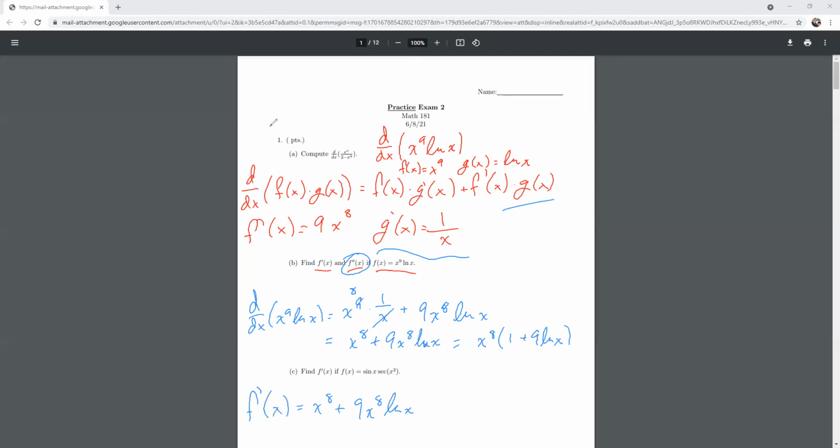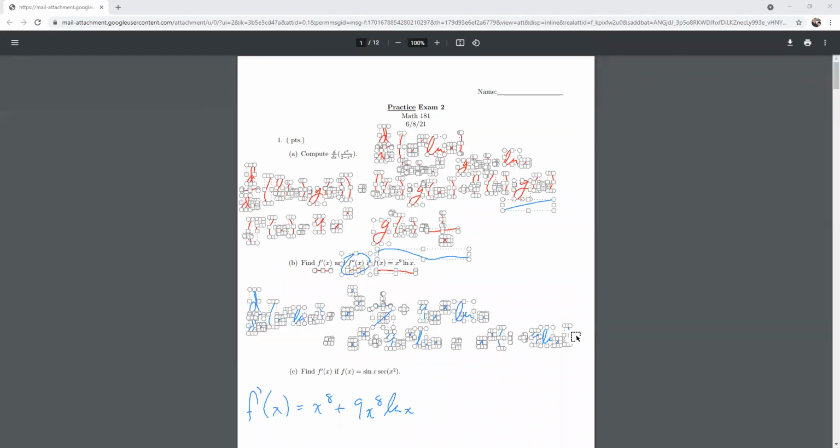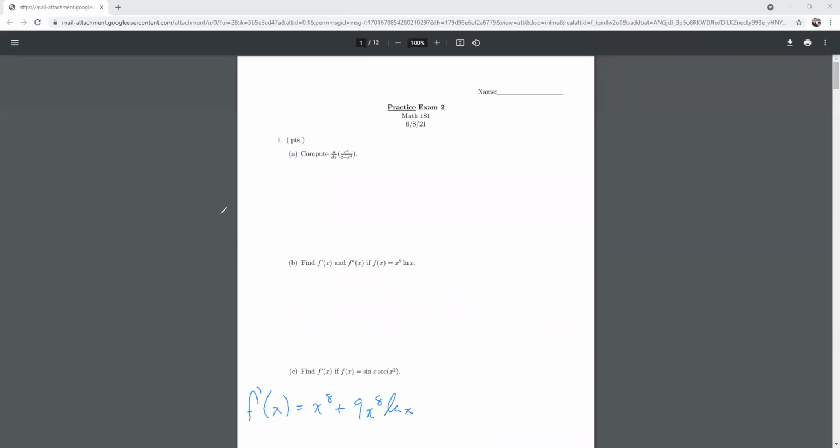All right, so now I'm going to erase everything here. We're going to repeat the same exact thing. Okay, so now we want to find the derivative of x to the 8 plus 9x to the 8 ln x. Okay, so we want to do the opposite of PEMDAS. We want to do addition. So we're going to use the addition rule, right? So that's just going to give us this right here.